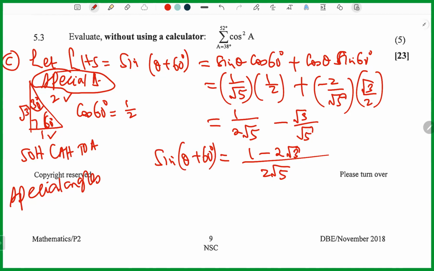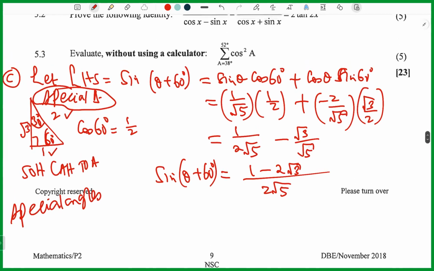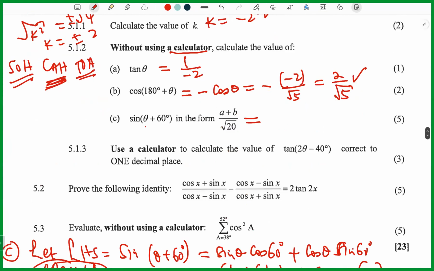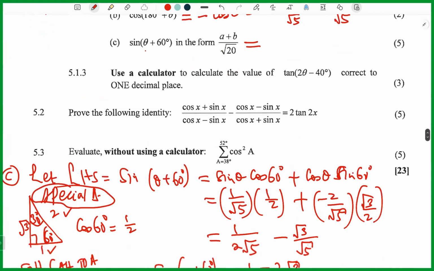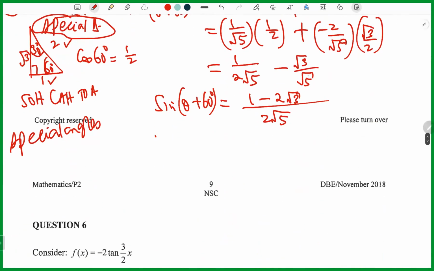Okay, so at this point, we're able to continue and say this is what we get. All right, so the denominator, according to the examiner, must have the square root of 20 in it, in the form a and b. So this is theta plus 60 degrees. So there must be a square root of 20 in the bottom. We can get the square root of 20 out of this because the square root of 4 is 2.